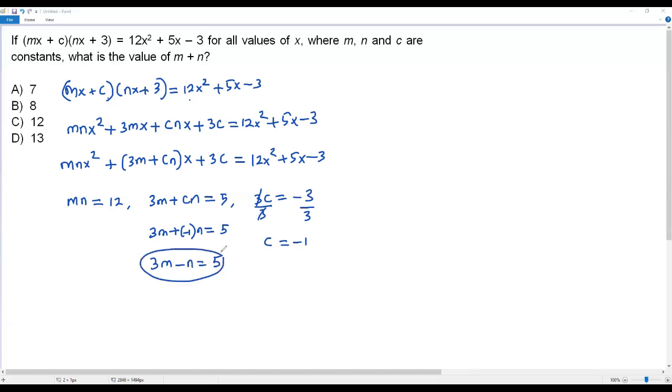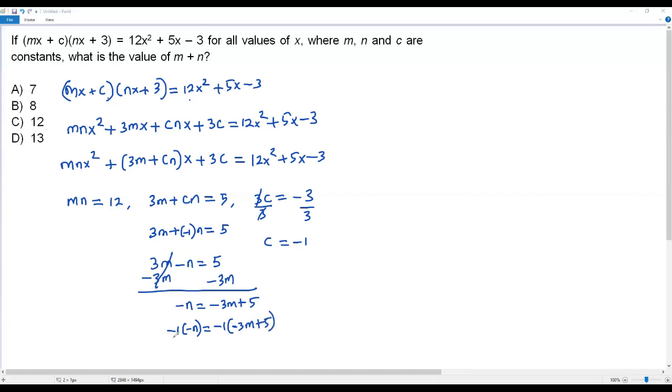Okay, now let me solve for n in this equation. For that, I have to isolate n. So let me get rid of this 3m by subtracting 3m from both sides. When I do so, the positive 3m and negative 3m will cancel. I'm getting −n = −3m + 5. To get rid of the negative sign, I multiply both sides of this equation by −1. That is, −1 times −n equals −1 times (−3m + 5).